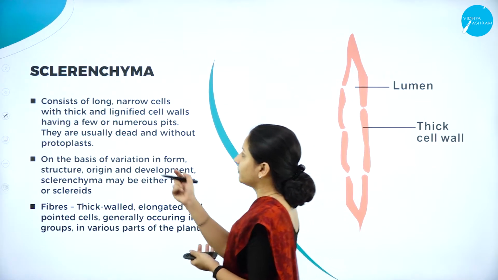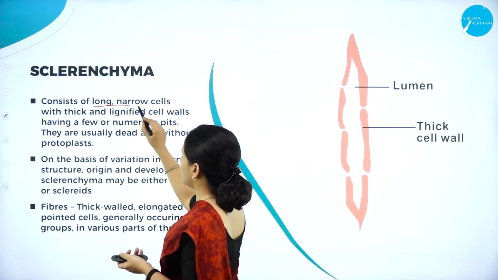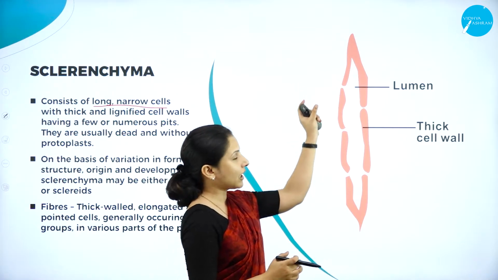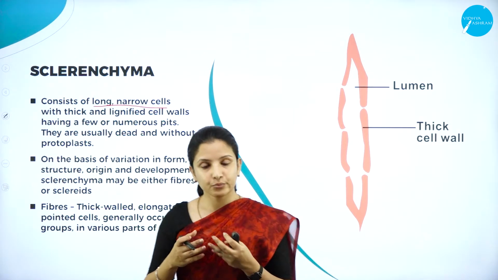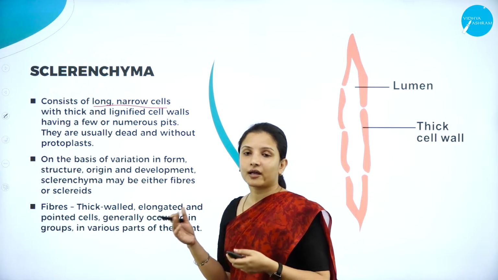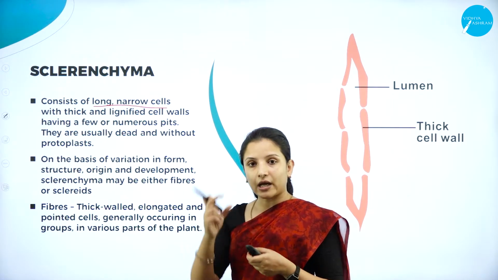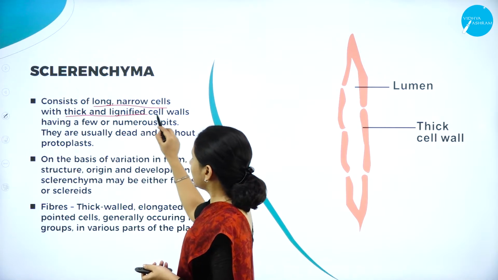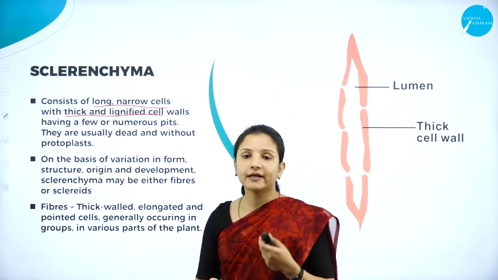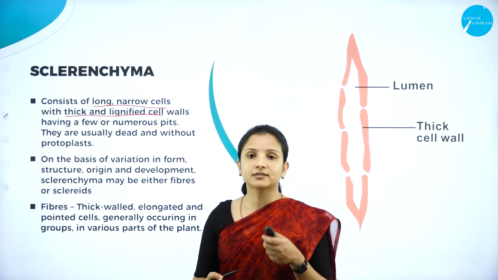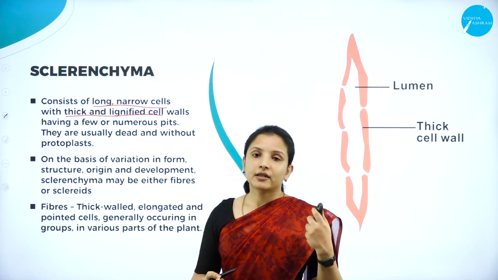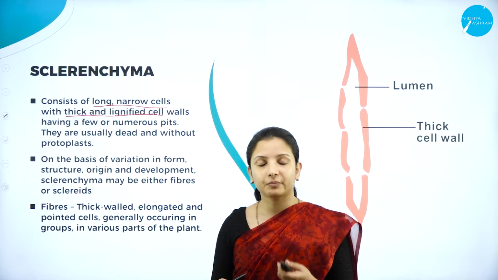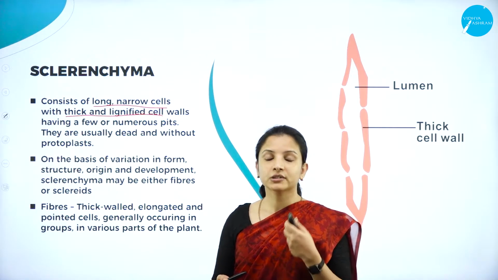The sclerenchyma is made up of cells which are long and narrow. You can see here, they are very long and very narrow. They are not broad like those of the parenchyma or the collenchyma, but they are narrow and very long. And they have a thick and lignified cell wall. Lignified cell wall means the cell wall is deposited with lignin, like how in collenchyma I told you the cell walls are deposited with pectin, hemicellulose and cellulose.